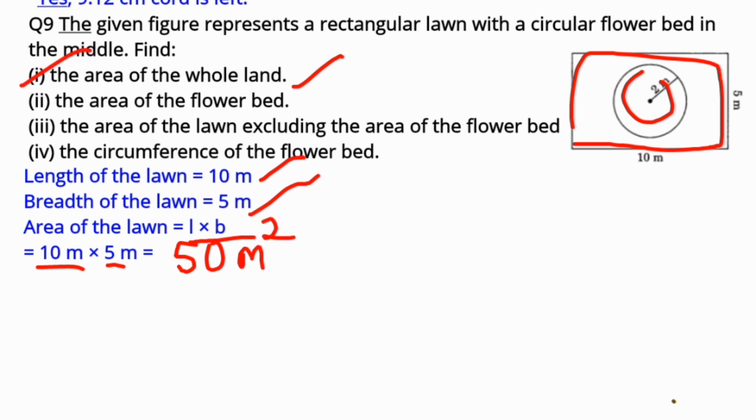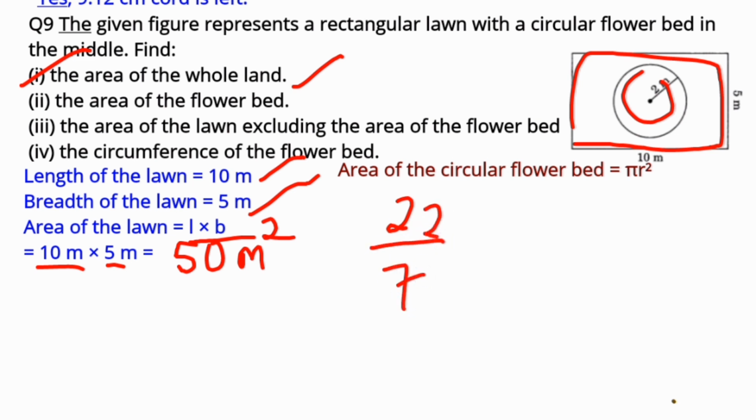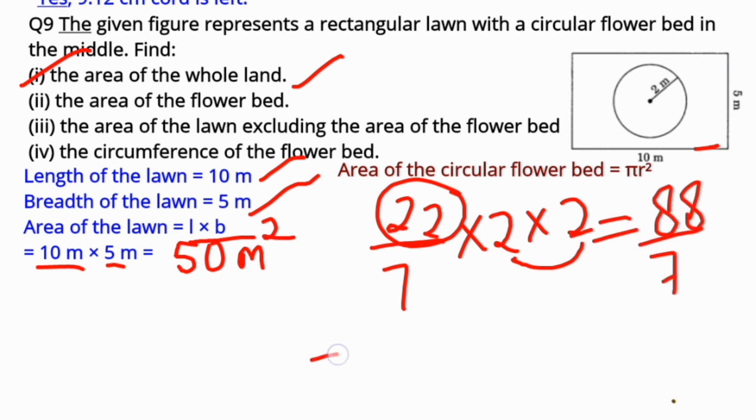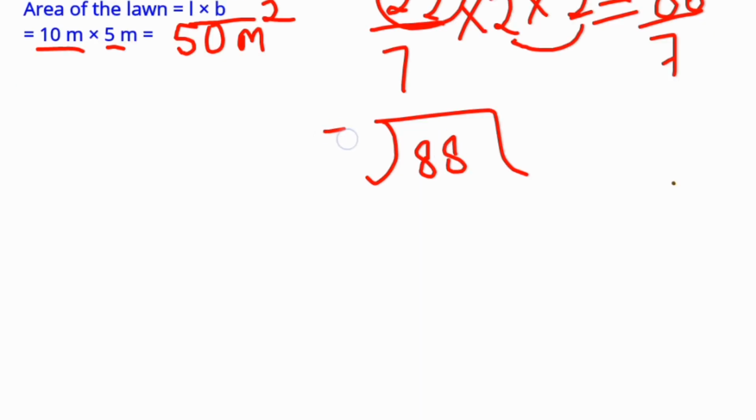So first part completed. Now second part is area of flower bed, that is area of circle. Formula is pi r square, means 22 upon 7. R square, radius is given to us in the question, 2 meter. So 2 into 2, 4. Now 4 into 22 gives you 88 upon 7. Divide it to find the area of the flower bed. So 88 divided by 7.